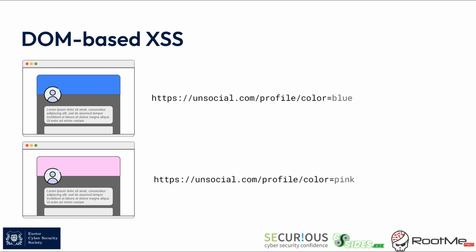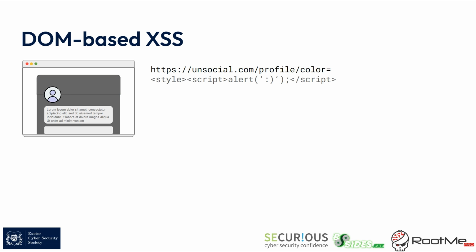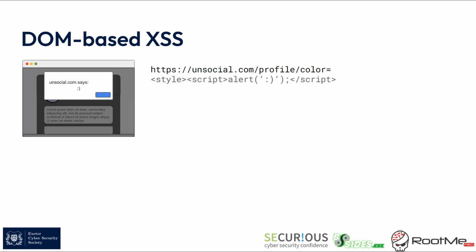So seems great and dandy. But the DOM-based XSS, it doesn't interact with the server side via requests like reflected or stored XSS. This time, it just affects how the website is rendered on the client side. So let's look at how an attack is possible using DOM-based XSS. So again, I put my payload after the color parameter, and you can see here that there's no color now on the banner. But what happens is it runs the JavaScript directly.